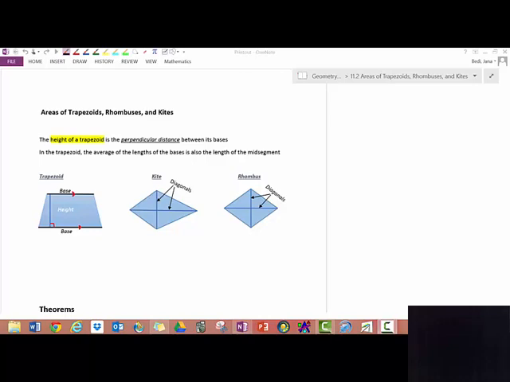In this section, we're going to move on from parallelograms and their areas to areas of trapezoids, rhombuses or rhombi, and kites. The important thing that we want to recognize is that in a trapezoid, the height is the perpendicular distance between the two bases. So that is the height, and we would call this base 1, base 2. Also a reminder that in a trapezoid, the mid segment is B1 plus B2 divided by 2.